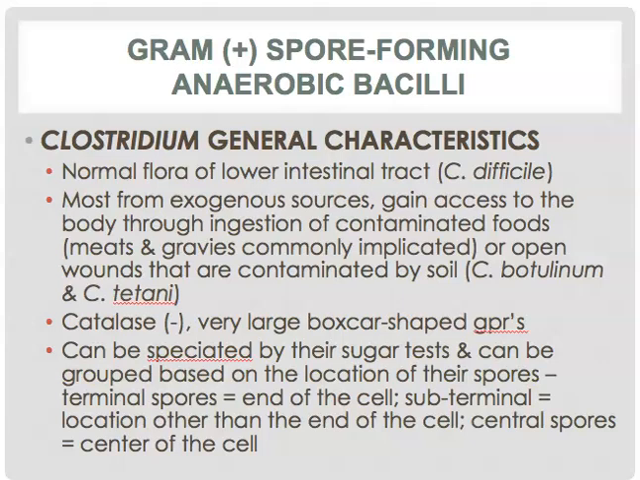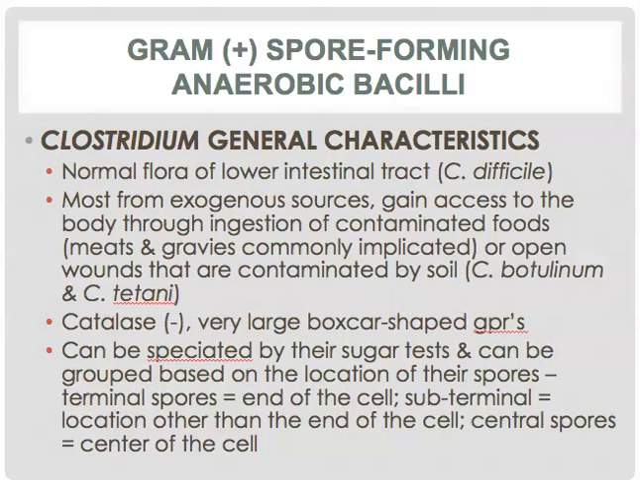Okay, now we're getting into some of the actual anaerobic organisms. So this first group that we're going to be talking about are gram-positive spore-forming anaerobic bacilli. So all spore-forming anaerobic bacilli are classified in the genus Clostridium. So as a group, they are kind of collectively known as Clostridia. So some general characteristics of the Clostridium species: they're normal flora of the lower intestinal tract, such as C. difficile. Most come from exogenous sources.